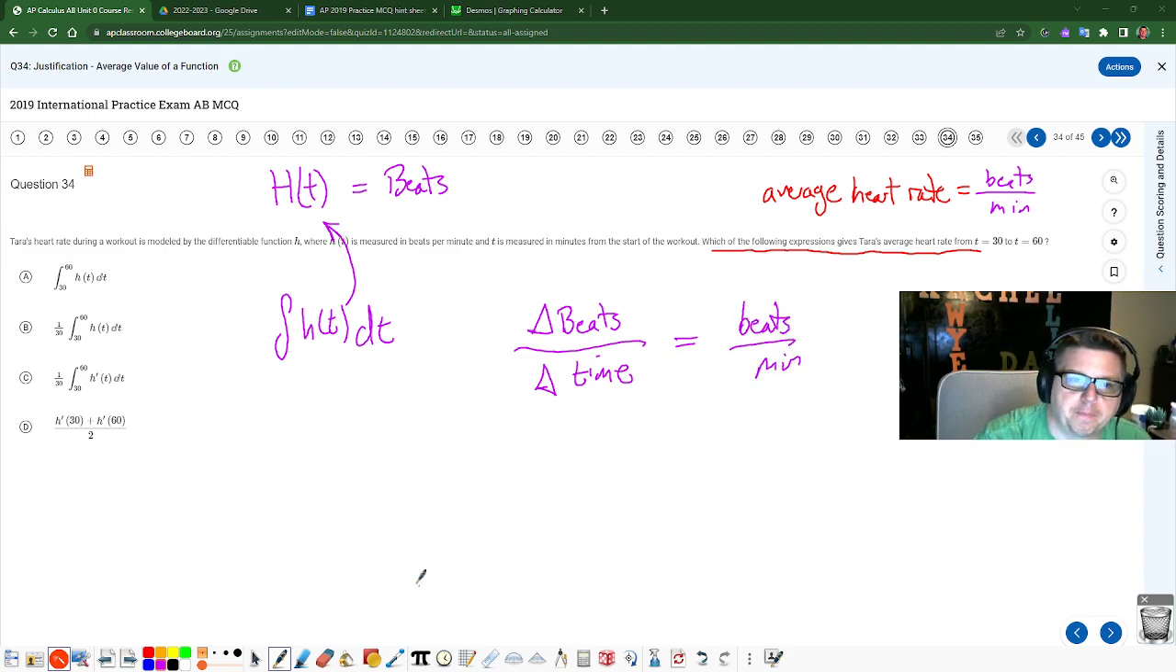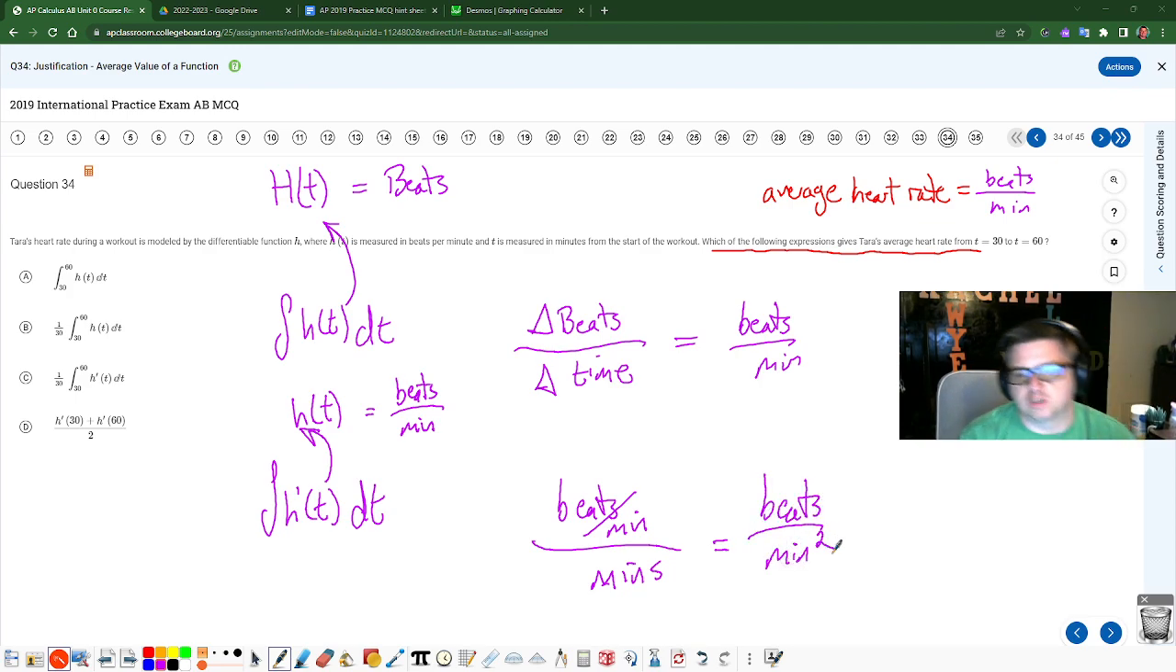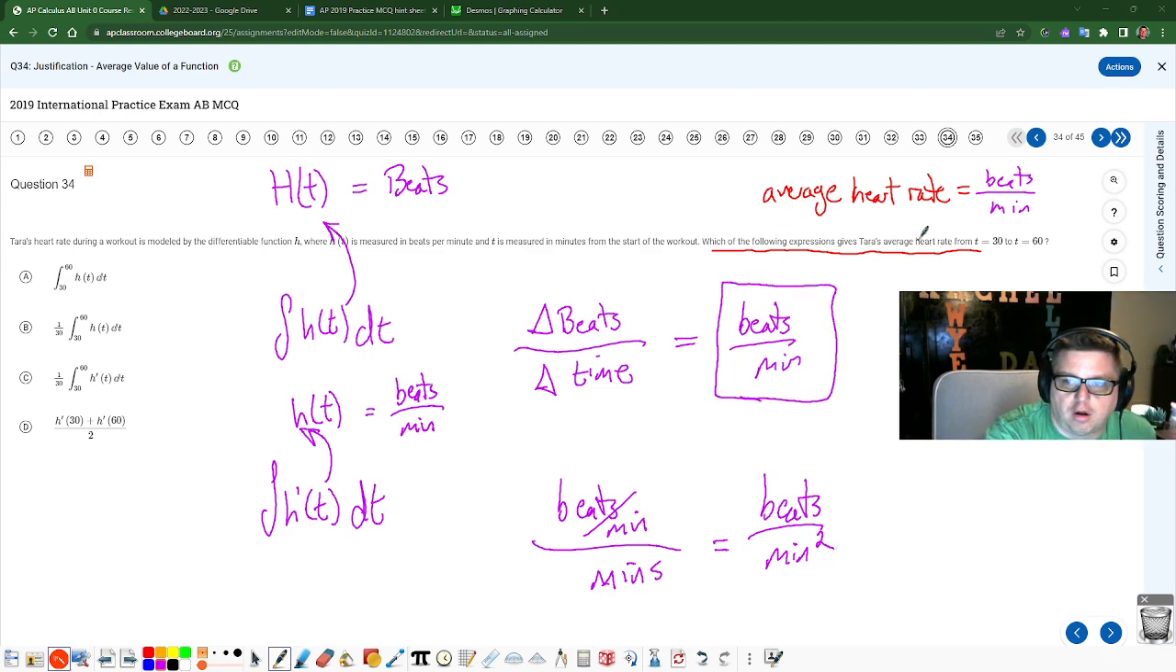Beats per minute. So when we do integrate this, we want to integrate h of t to get us back. What I was saying was when we do this and we integrate, this gets us back to h of t, which is beats per minute, which is what goes on top, but then we have it over time. So beats per minute over minutes. See how this screws us up? That gets us beats per minute squared, which is not what we want. We just want beats per minute because we're looking for the average heart rate.